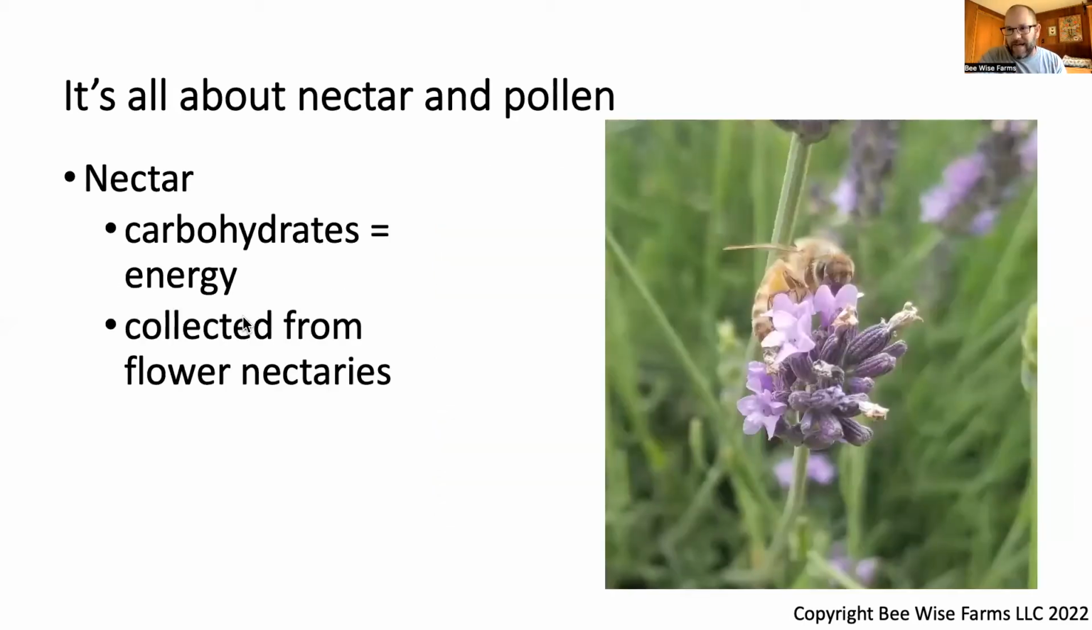When we're talking about nectar in the context of food resources, we're talking about carbohydrates. This is the energy that bees acquire through feeding on these particular sources. Now, these are collected from nectaries on flowers, flowers that are co-evolved with pollinators. So flowers that require insect pollination, like this lavender plant you see right here. Those types of flowers have adapted and evolved to provide nectar rewards for insects that come to the flower.